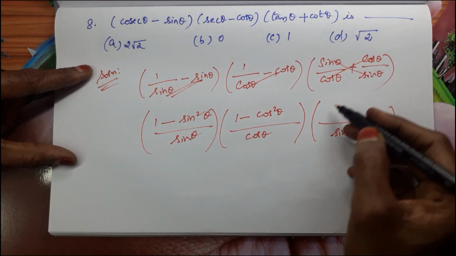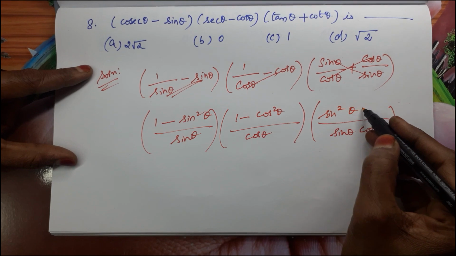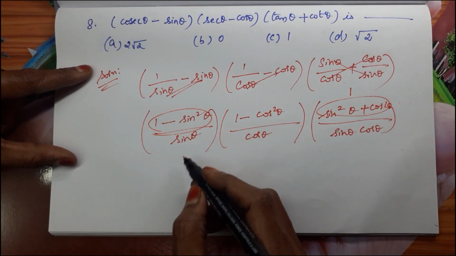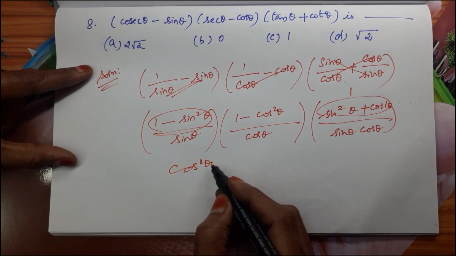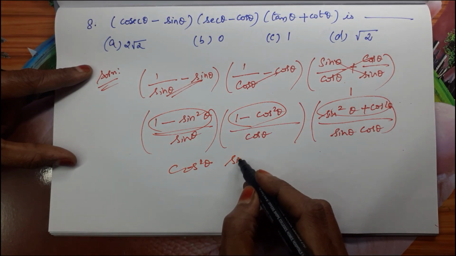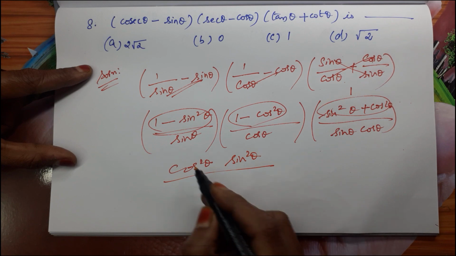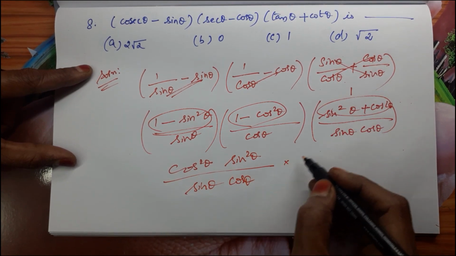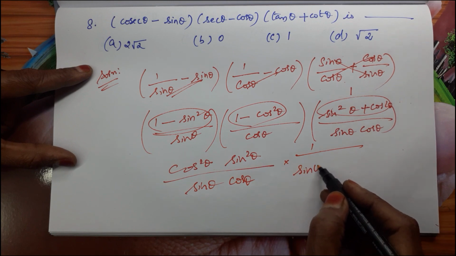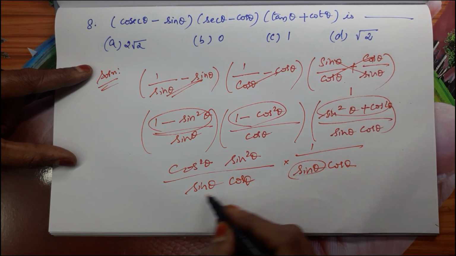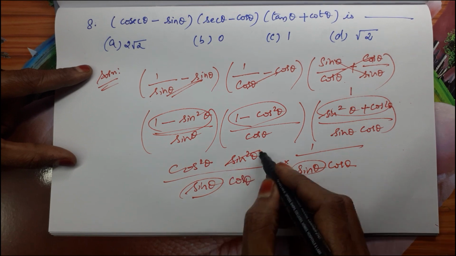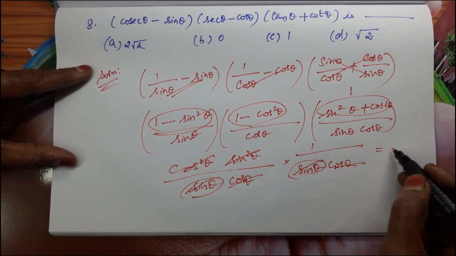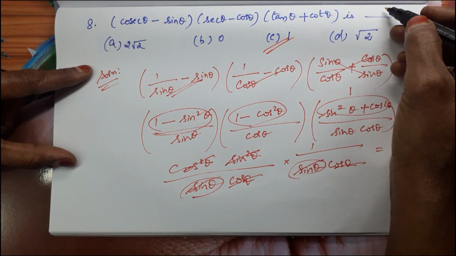So we have to multiply this side and this side. Sine squared plus cos squared, this is 1. 1 minus sine squared is cos squared theta. 1 minus cos squared is sine squared theta, by sine theta cos theta, into 1 by sine theta cos theta. Sine theta, sine theta, sine squared, we can cancel this too. Cos theta, cos squared, we can cancel. So finally the answer is 1.